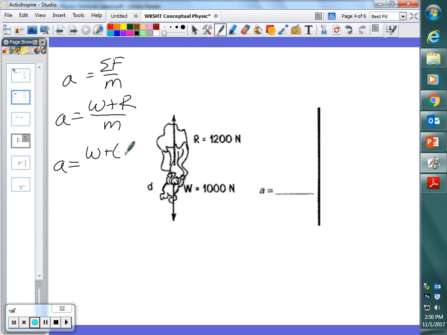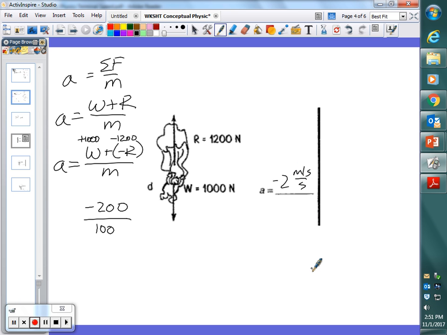We still analyze this problem like this, and like this. Now, what is the net force acting on Bronco? Negative 200. Because this is positive 1,000, and this is negative 1,200. So the net force now is negative 200. Bronco's mass is still what? 100 kilograms. So now his acceleration is what? Negative 2.